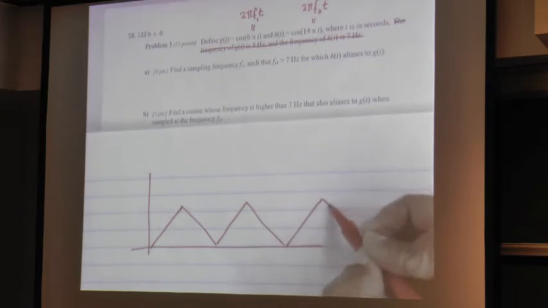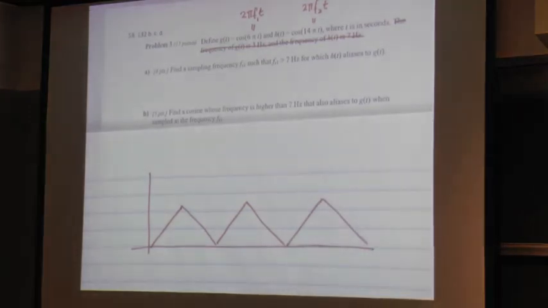I don't know how many I need here. Let's draw 3. So this axis is g, this axis is f, and this is f sub s. We don't know what f sub s is in this question, because that's what we're asked to find out. All that's given to us, I'll call it f sub s1, because that's what it's called, is that f sub s1 is greater than 7 hertz. That's given to us in the question.